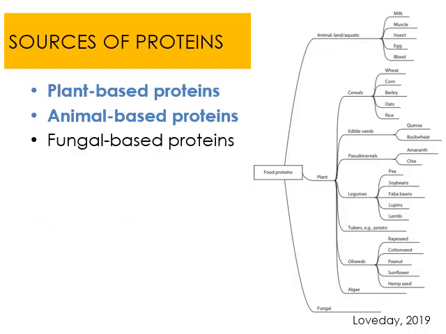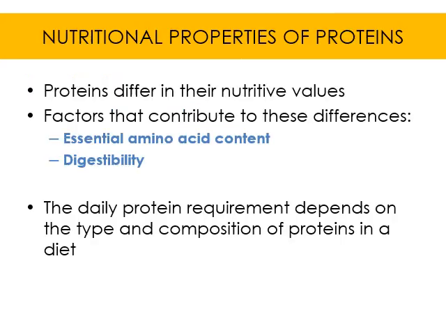Okay, so here just to show you that we can further categorize this food protein that can come from either plant-based protein, animal, or even fungi. Okay, so different proteins may have different nutritional values. Factors that contribute to these differences depend on the essential amino acid content as well as digestibility.